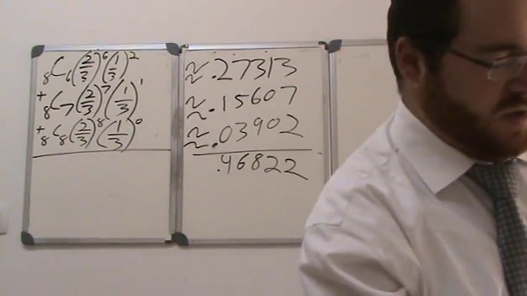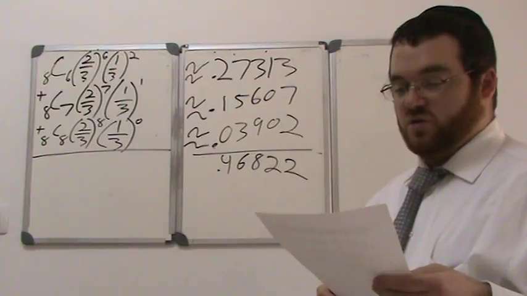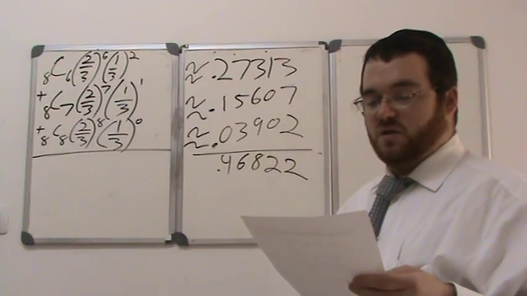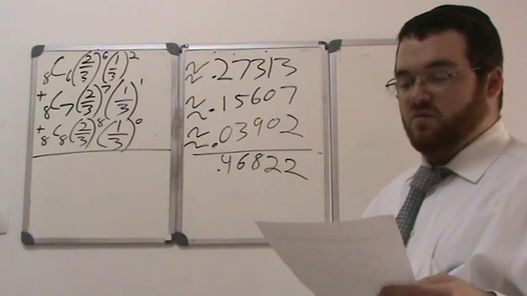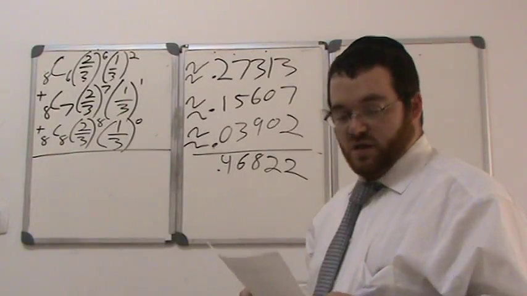Question 38 continued. The probability that the Stormville Sluggers will win a baseball game is 2 over 3. Determine the probability to the nearest thousandth that the Stormville Sluggers will win at least 6 out of their next 8 games.